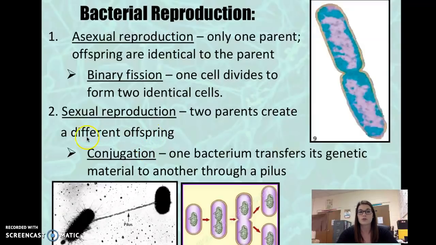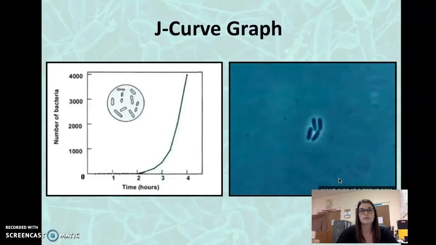And the form of sexual reproduction in bacteria is called conjugation. One bacterium transfers its genetic material to another through a pilus. And right here is an example of that. So we have one little bacteria cell over here, and there's a separate one over here, and they use these little string-like structures called a pilus, and they extend them, and then they transfer the DNA through this.